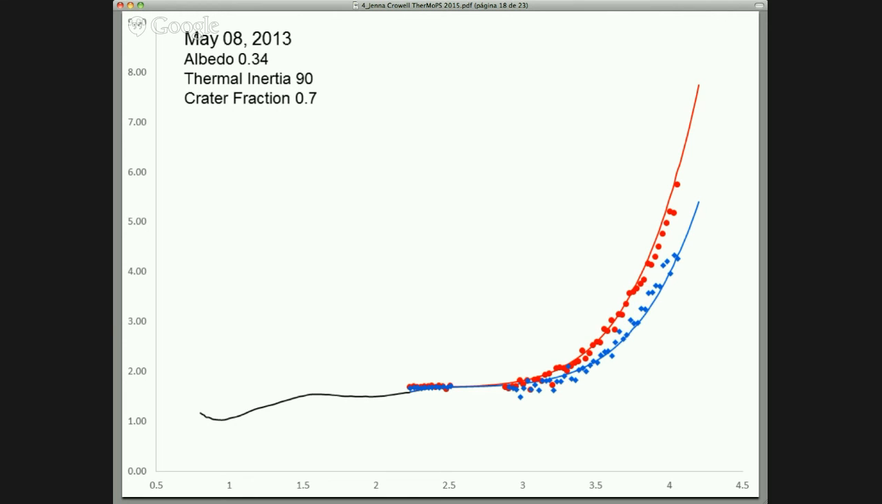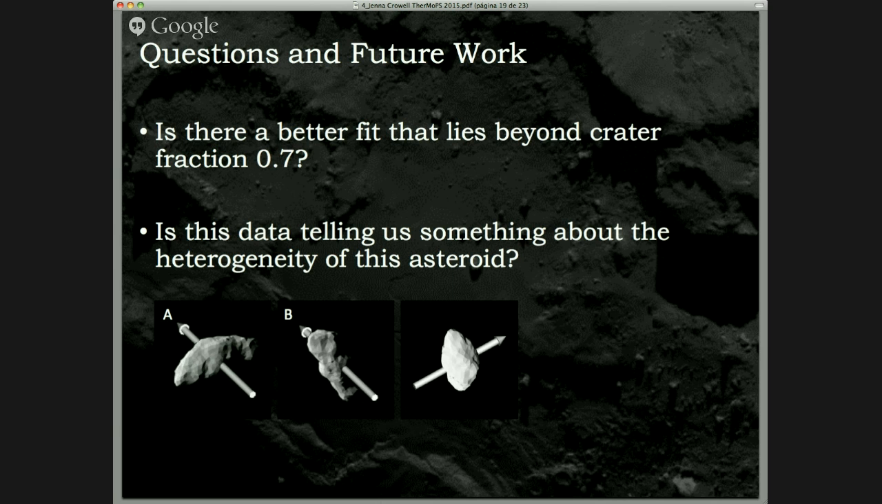this is still a good fit, but it's getting into the upper range of that spread. So it's already getting to be a little wider than what the data really allows. So there definitely is a lower limit there, and we're already quickly approaching that. So there's not a whole lot of space there to play in. So then the much more interesting question is, is this telling us something about the heterogeneity of this asteroid?